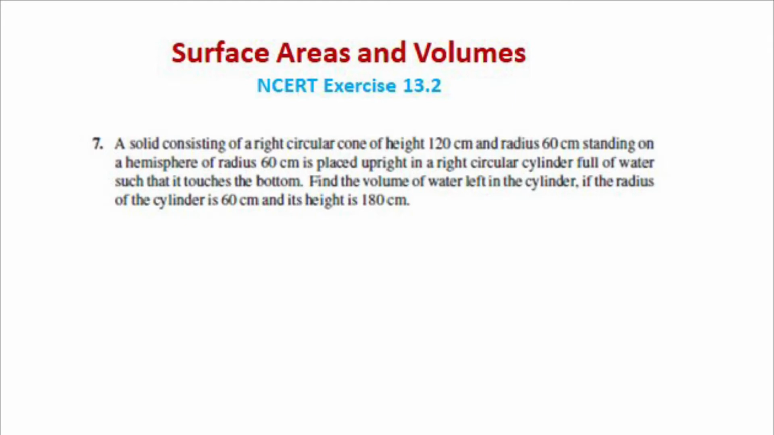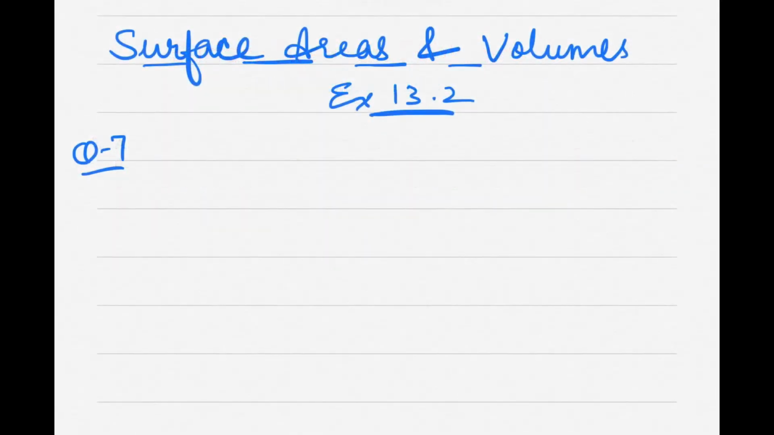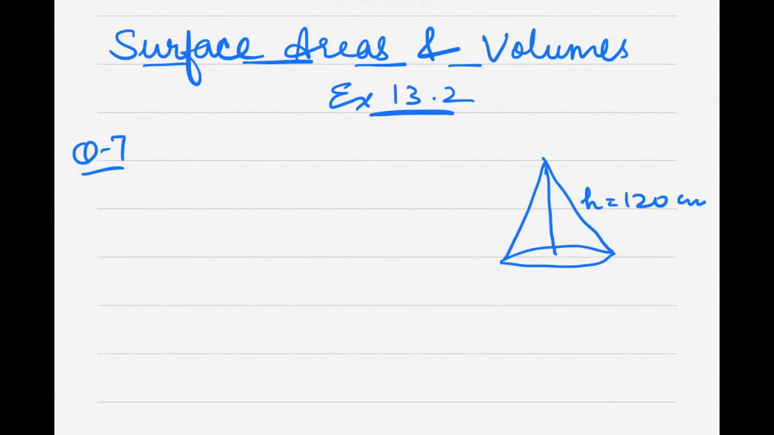Find the volume of water left in the cylinder if the radius of the cylinder is 60 centimeter and its height is 180 centimeter. Okay, guys, we need to understand this question first. This question says that a solid consisting of a right circular cone, okay, so we have a right circular cone of height 120 centimeter. So this height is 120 centimeter and this radius is equal to 60 centimeter.